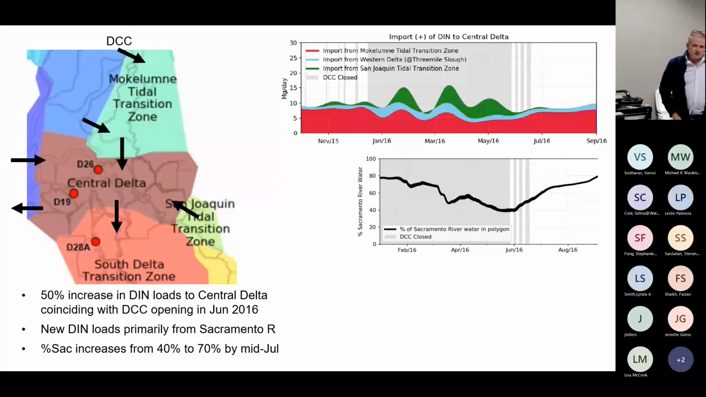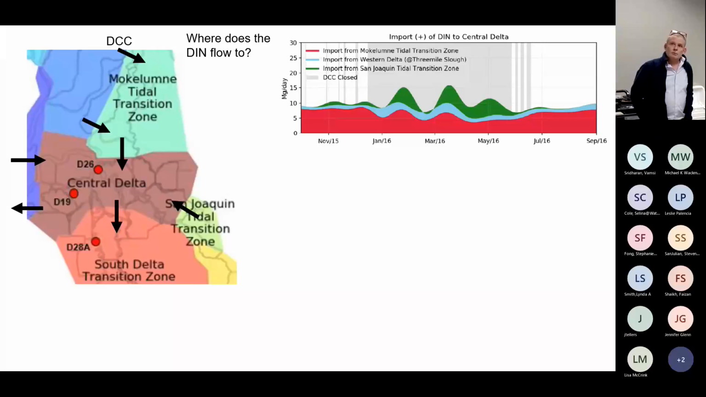So roughly a 50% increase in DIN loads to the central delta coinciding with the delta cross channel opening in June 2016. New DIN loads primarily from the Sacramento River, and percent SAC increases from 40 to 70, roughly 80 by end of August. So where does the DIN leave to? So this isn't filling up like a big bathtub, water is moving in and then moving out to other regions.